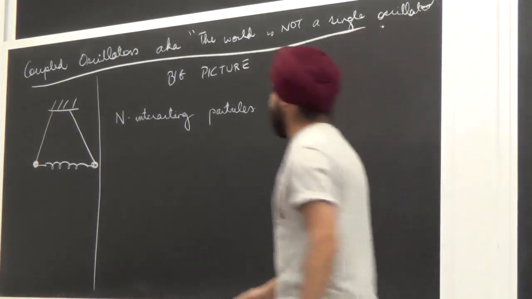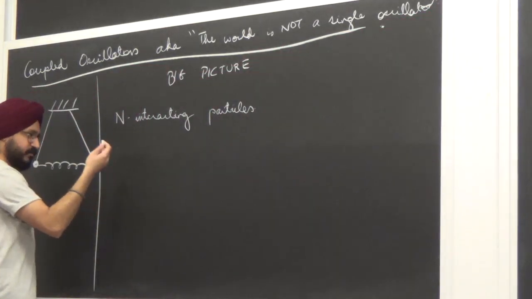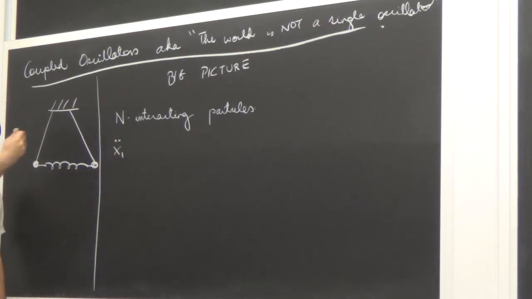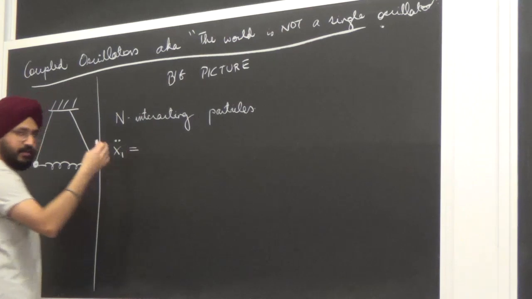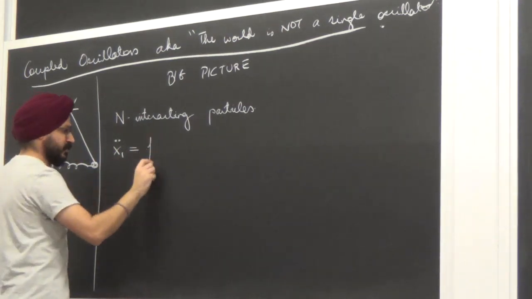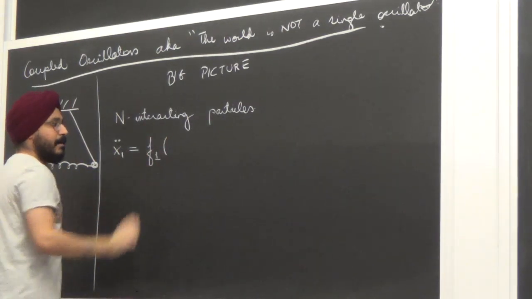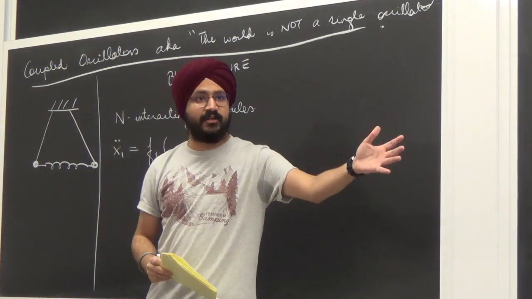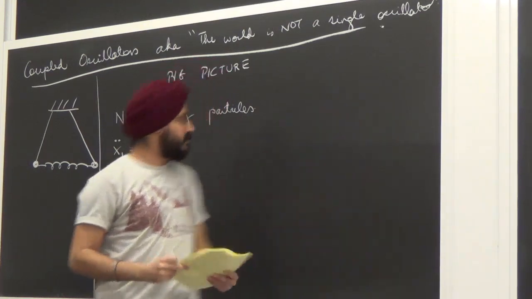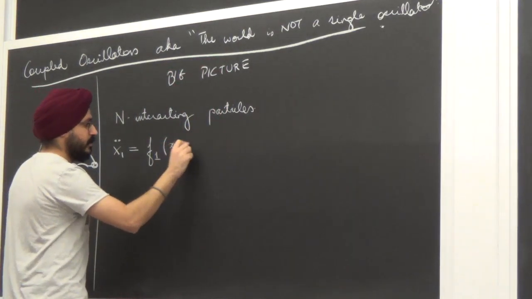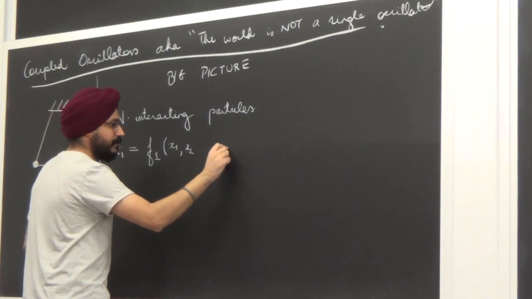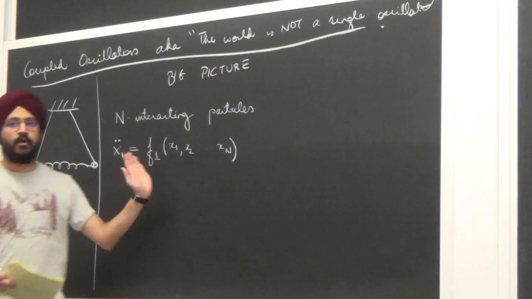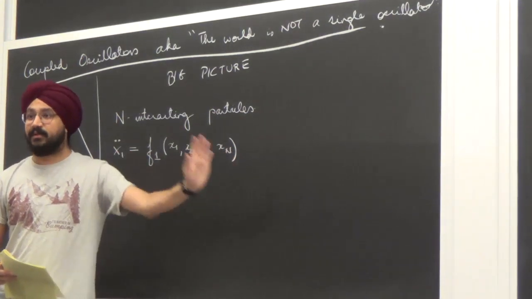And I can write down an equation of motion for the first particle, x1 double dot, its acceleration, from Newton's second law, F equals ma. It's some function, let's say f1, but it doesn't depend only on x1. It depends on all the other coordinates, on all the other particles. So it depends on x1, x2, and so on to xn. The motion of the first particle depends on what the others are doing as well. It's coupled, it's interacting.